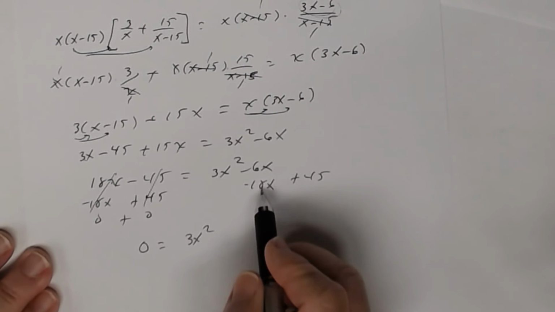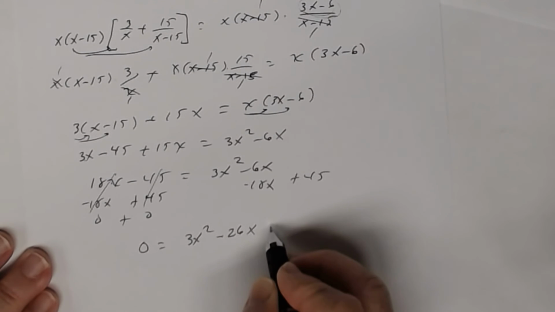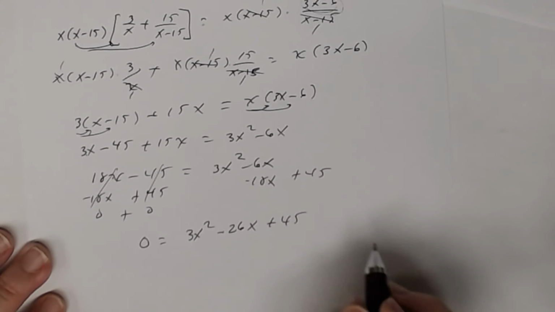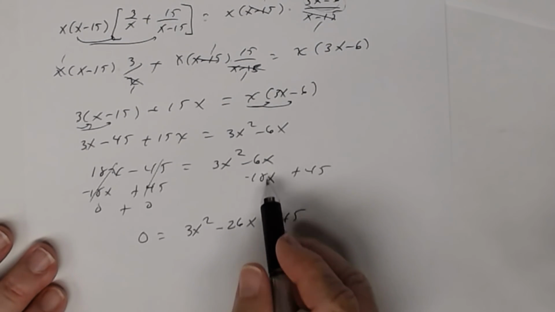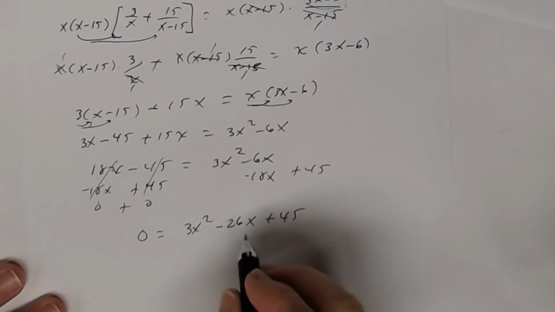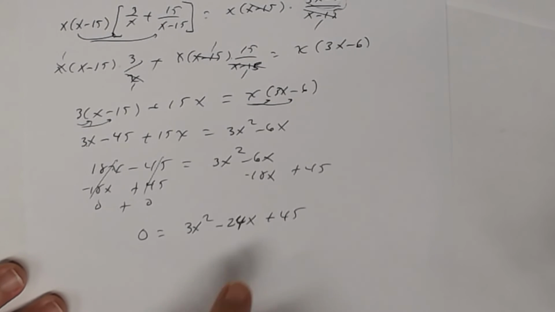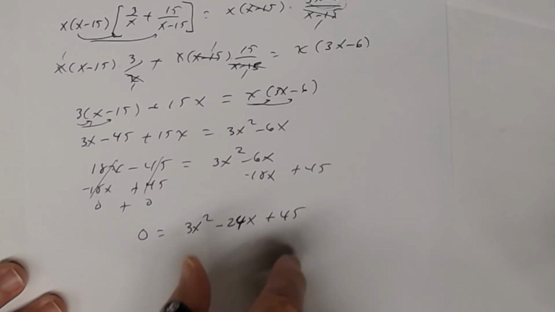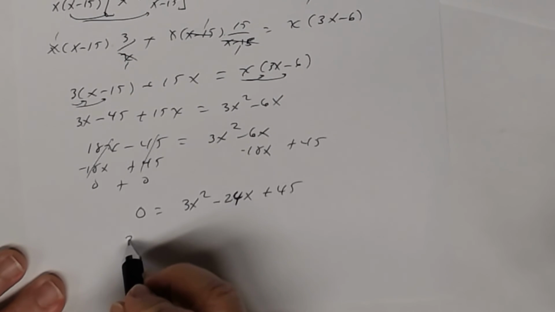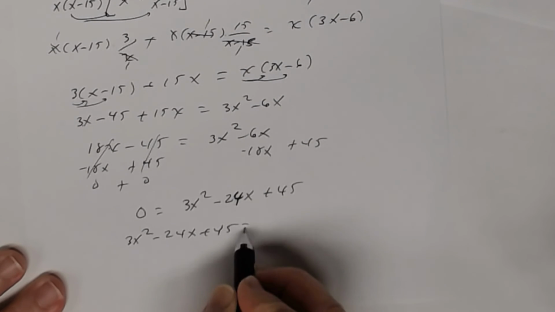Negative 6x and a negative 18x is a negative 24x, sorry, plus 45. Okay, now I have the left-hand side equals the right-hand side, so I'm going to just transpose the sides. So I get 3x squared minus 24x plus 45 equals 0.